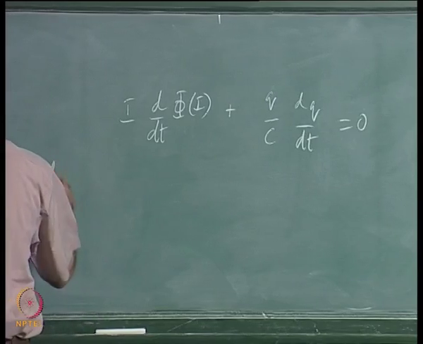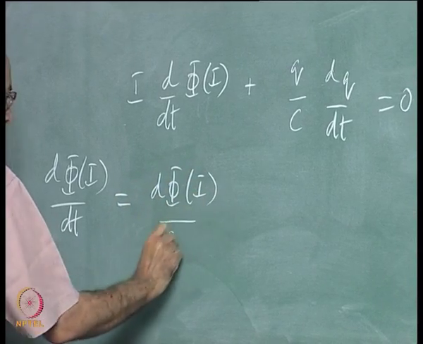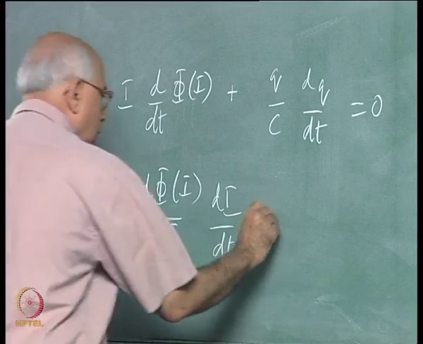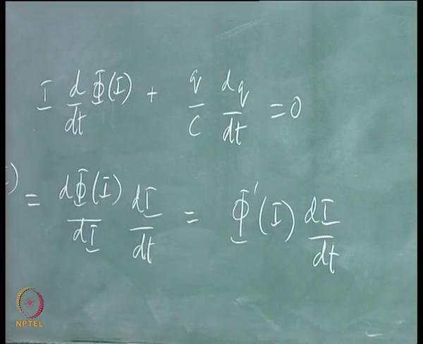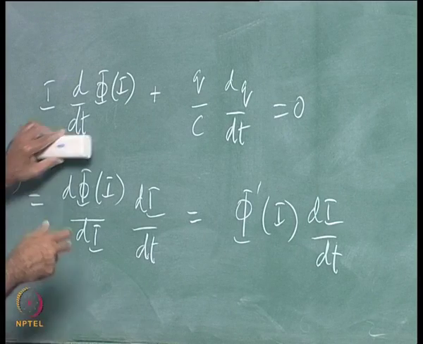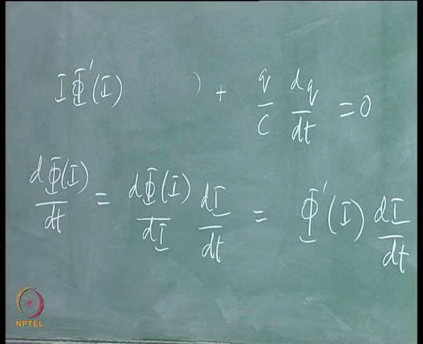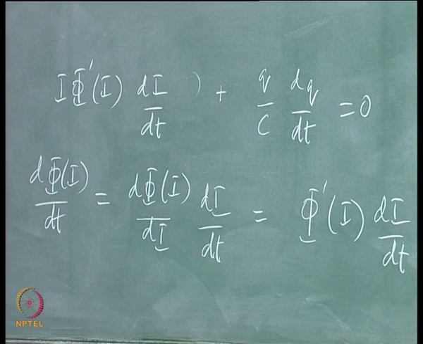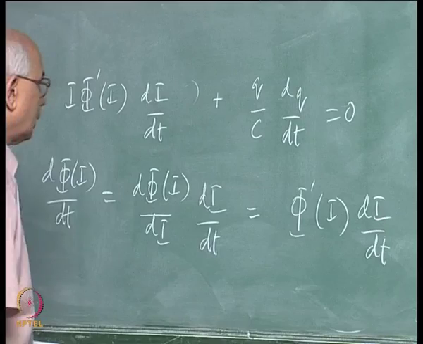Yes, indeed. So all you have to write is d phi of I over dt equal to d phi of I over dI times dI over dt, and this is equal to phi prime of I times dI over dt. So let's put that in here. So this is equal to phi prime of I, with an I here, I dI, equal to 0. So what's the constant of the motion?